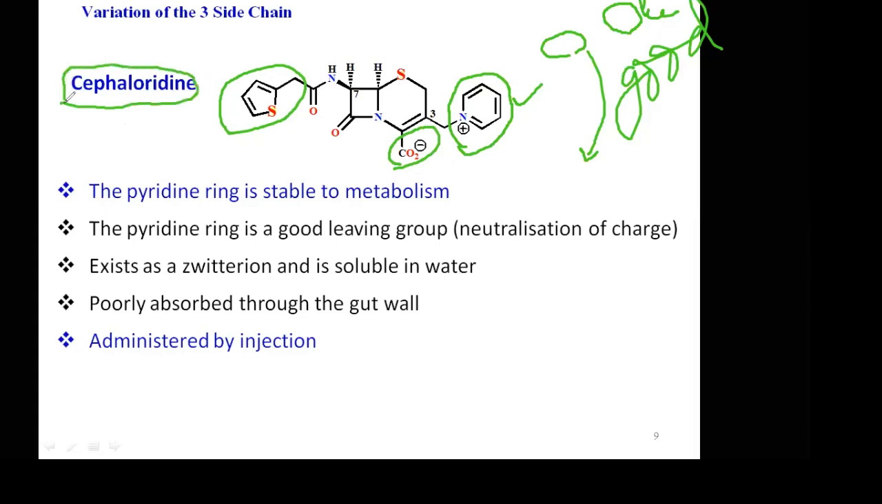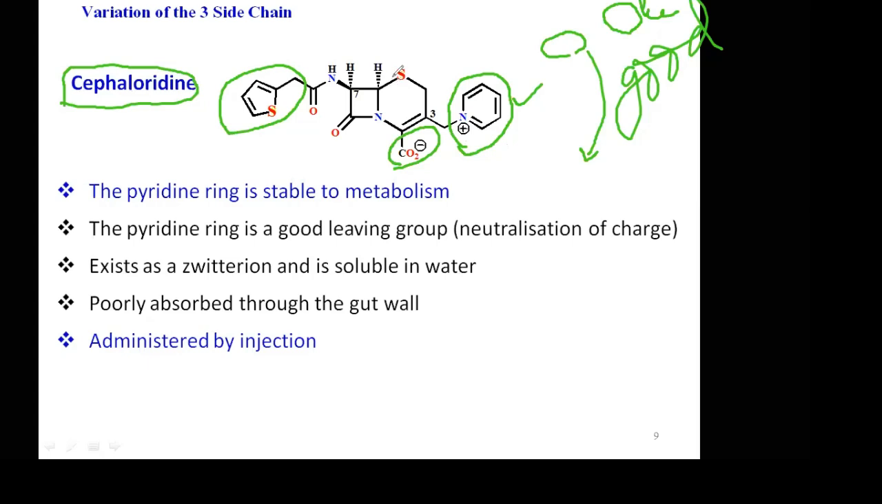Cephaloridine. See, all the names look similar. All these drugs are like twins, and you can't identify the twins, no. The same way here, the names are very tricky.